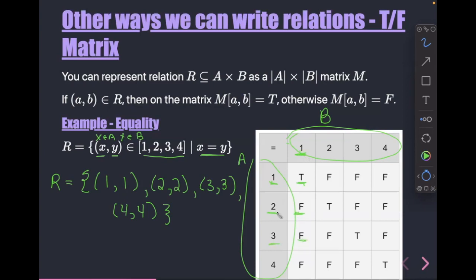So for 2, 2, it is in my relation, so that's this square, and sure enough, that gets a true. So this could be just another type of representation, this true-false matrix, just showing existence, whether or not this element exists in this relation.